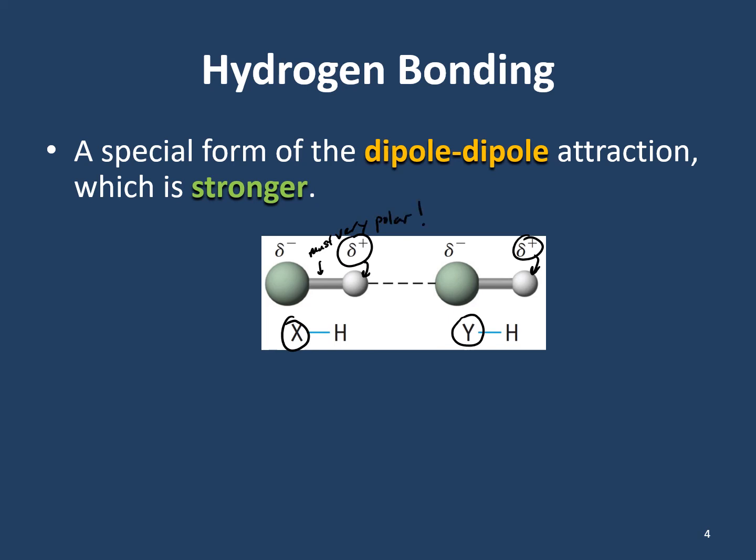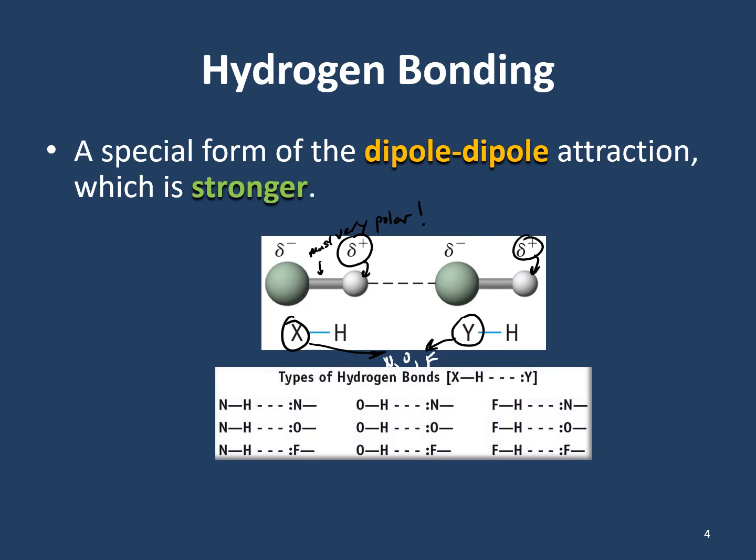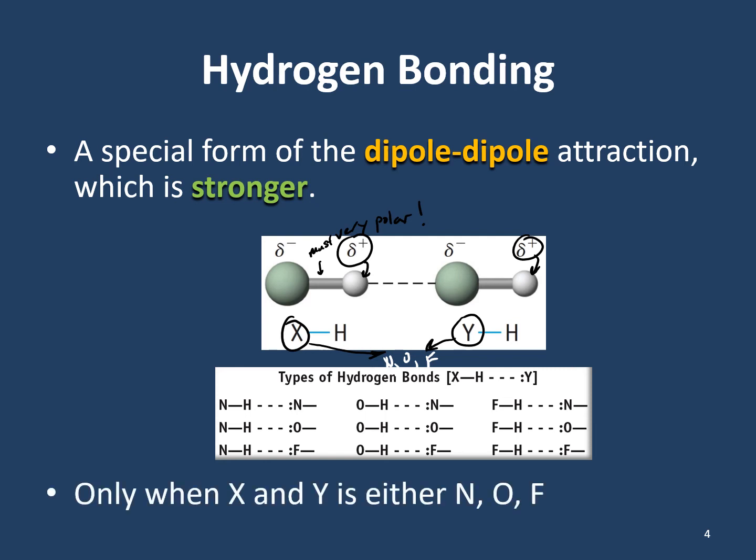And since it has to be very polar, the possible elements for X and Y here are nitrogen, oxygen, or fluorine. Those are the only possible elements you can have to still have a hydrogen bonding interaction. Now they have to have hydrogen directly attached to them via a covalent bond. And that's the only time you're going to get any hydrogen bonds present, right?